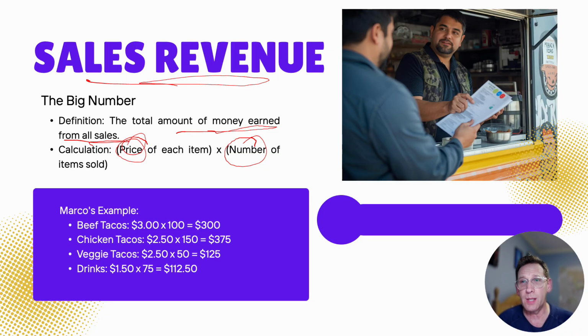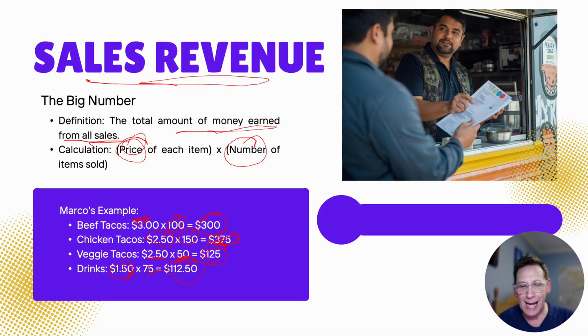In Marco's example, we know he sold 100 beef tacos, and he sells his tacos for $3 each. So $3 times 100 is $300. We do the same thing with the chicken tacos. He sells them for $2.50 and sold 150 of them, so he made a total of $375. His veggie tacos he sells also for $2.50, but he only sold 50 of those, so that's a total of $125. And his drinks he sells for $1.50. He sold 75 of those, so that's $112.50.